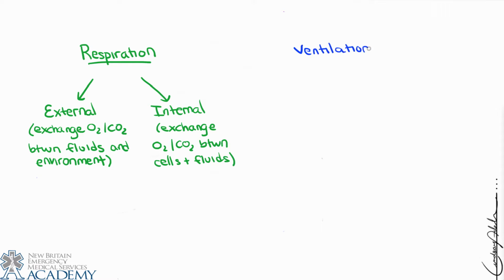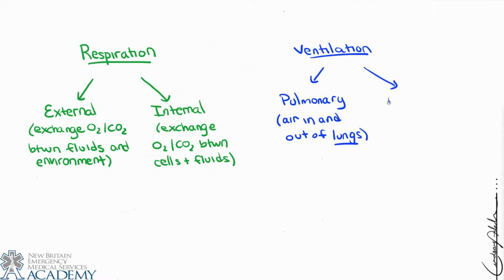Ventilation can be broken down into pulmonary ventilation, which is basically air movement into and out of the lungs, and alveolar ventilation, which is air into and out of the alveoli. So in this video, we're going to focus more on ventilation, talk about the respiratory cycle, and the next video will focus a little bit more on the components of respiration.